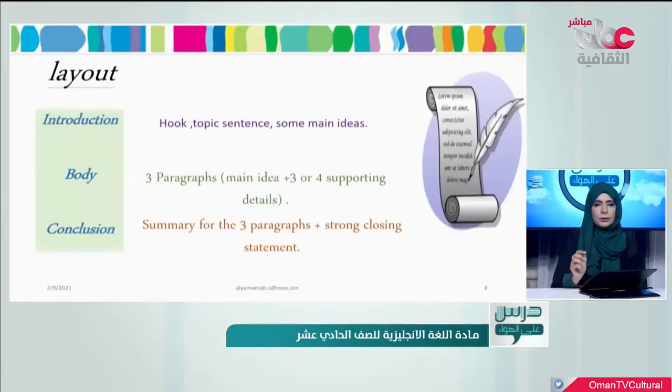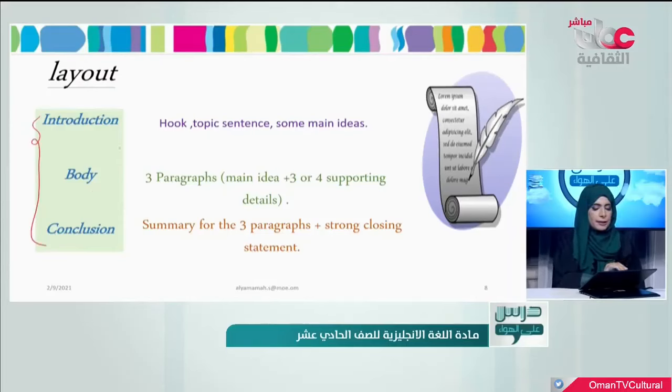Now, we will talk about the layout, the form of the informative essay. Of course, you studied different types of assignments, and you got an idea about the opinion task, the email, and writing a story. Here we will discuss the layout of the informative text. Here you can see we have three main parts, which are the introduction, the body, and the conclusion.